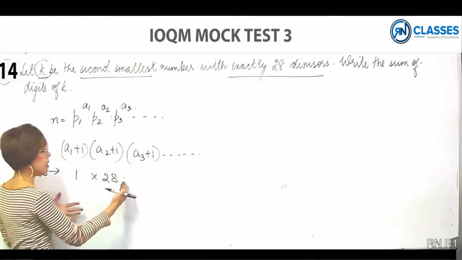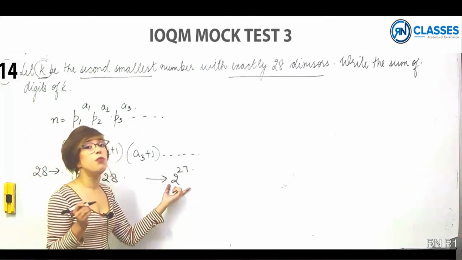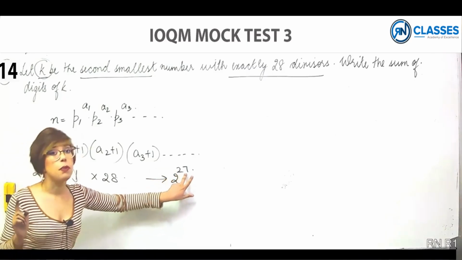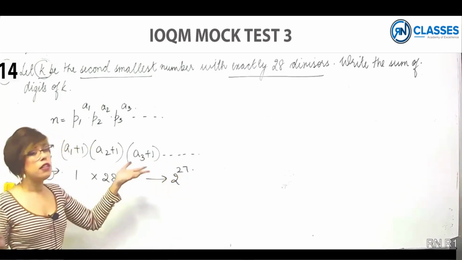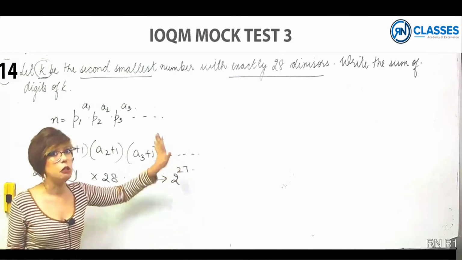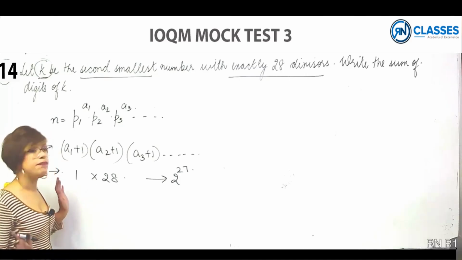So if I write the number 2 raised to 27, this number would have exactly 28 divisors. Why? Because 27 plus 1 is 28, into 1, you'll get 28. Obviously, this is a very big number. I need the second smallest one. Right? 1 into 28, so this is done.